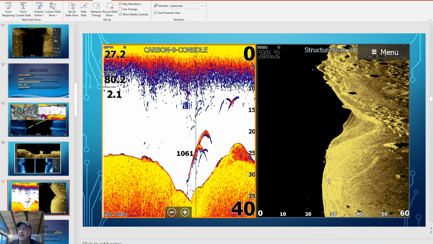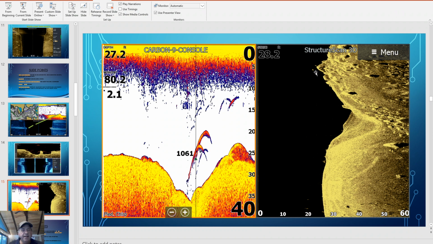Jumping over to the side imaging view, if you look right at that hump, this hump right here is this one. These fish right here show up very, very clear as dots on my side imaging. And again, if you struggle to see them out on the water, you can always zoom in on them with your zoom button.